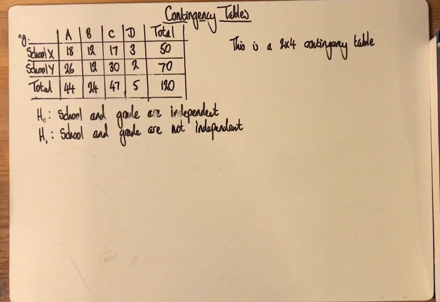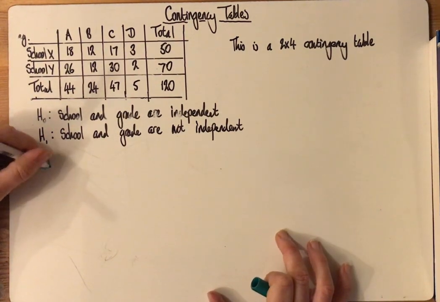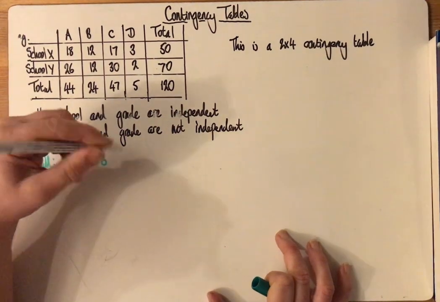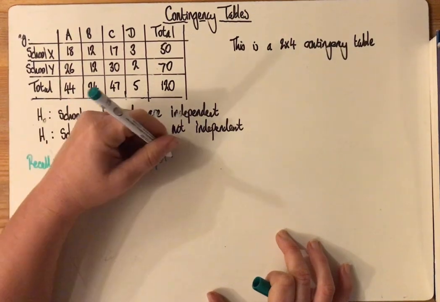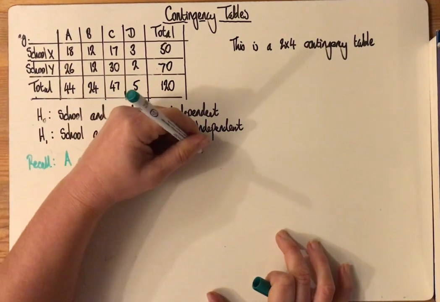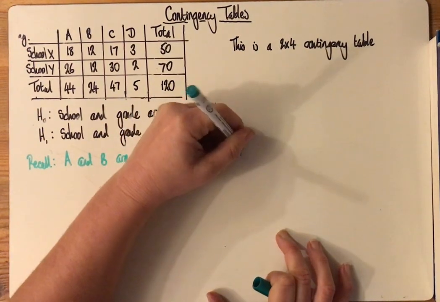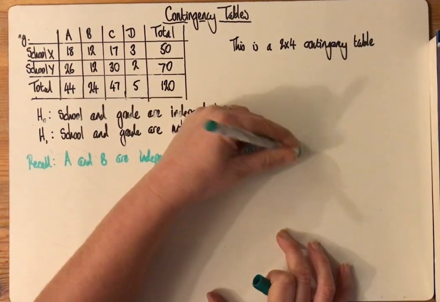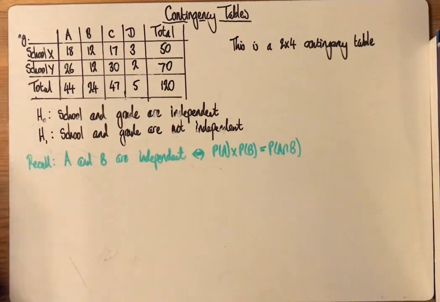So if you recall from our probability work, if we've got events A and B, which are independent, then our test for independence is that the probability of A times the probability of B is equal to the probability of being in the intersection of A and B. And if that's true, they're independent. So those two statements are equivalent.